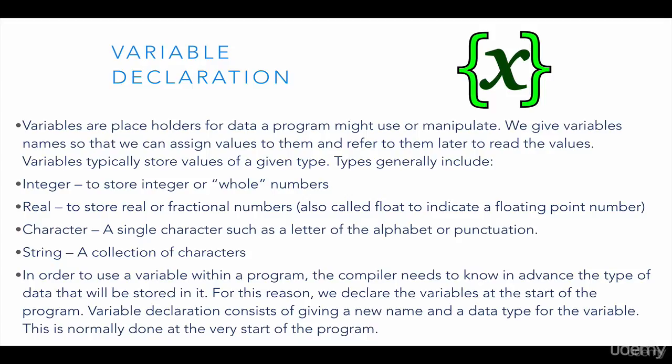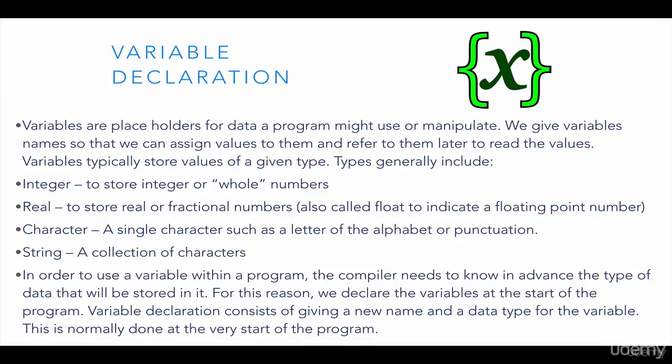Types generally include integer to store integer or whole numbers, real to store real or fractional numbers. Actually, in Java, we call them float to indicate a floating point number. For example, assume that we want to assign a fractional value to our variable. We should give that specific variable a float type or a double type, which I am going to talk about more later in the course, and what the difference actually is between a float variable and a double variable.